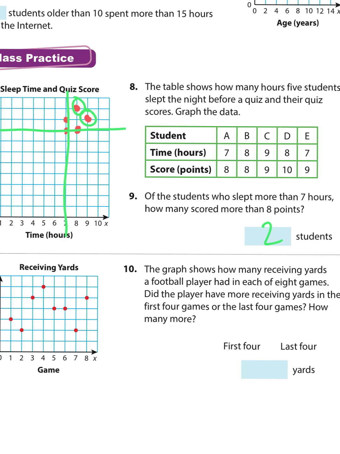Do y'all see how that works? You guys can draw lines through it. If you need to, draw those lines, okay, to help you visualize it better. All right, we're going to stop there, and you guys are going to get your practice page.